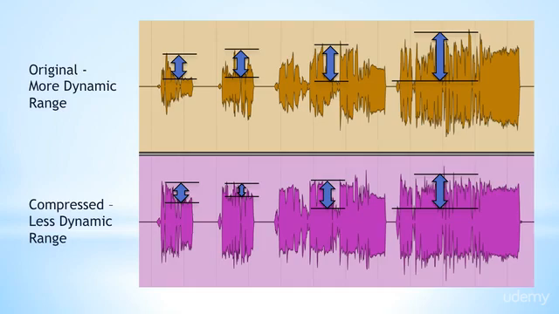So here is that same vocal track, two different versions of it, the actual same recording. The top one is the original, and the bottom one is a compressed version, which has less dynamic range. So you can see out of each one of these phrases, the quiet bits on the pink track are louder than the quiet bits on the orange track, giving the pink track an overall louder volume, but a smaller overall dynamic range.